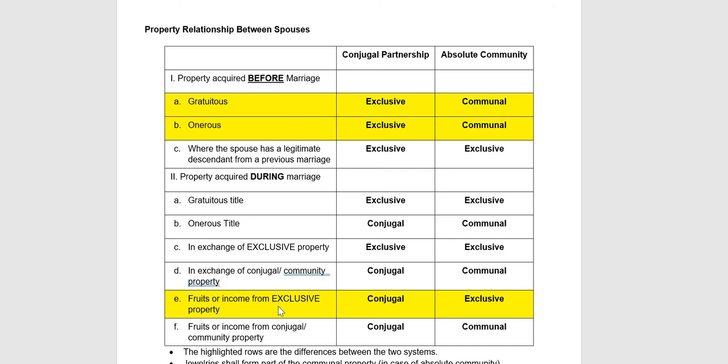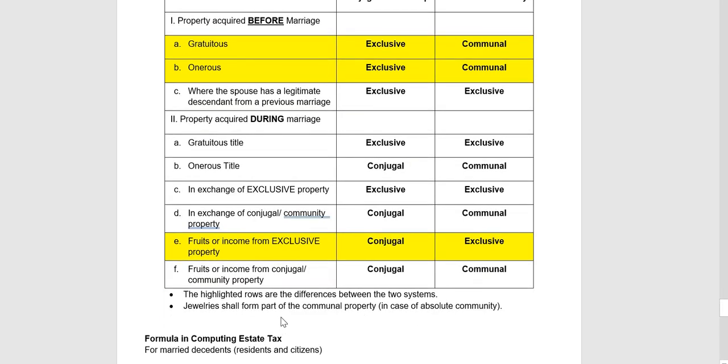Okay? So, under conjugal partnership of gains, all income is conjugal. Whether it is fruits from the exclusive property or fruits from the conjugal property, the income is always conjugal. Under absolute community, it is parallel. If the property is exclusive, the income is also exclusive. If the property is conjugal or communal, the income is also communal. So, the rows highlighted in yellow are the differences between the two systems.